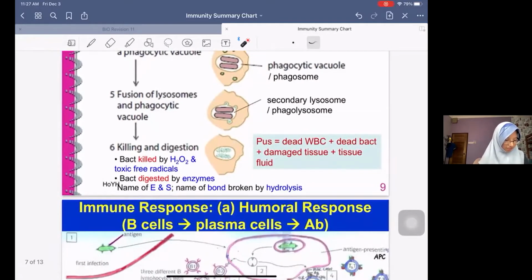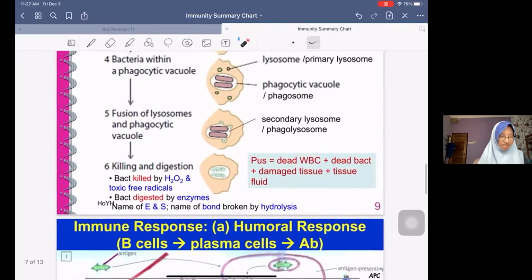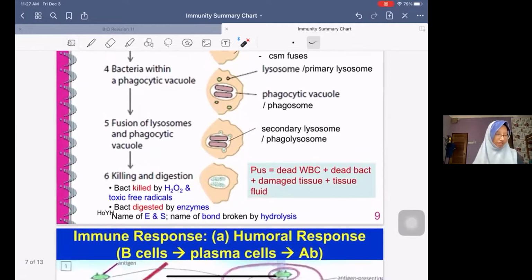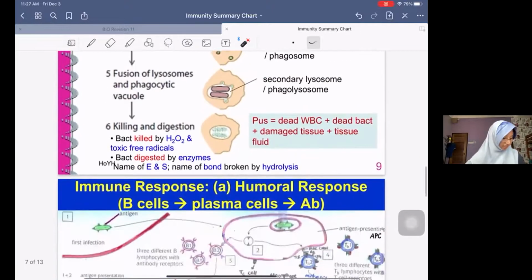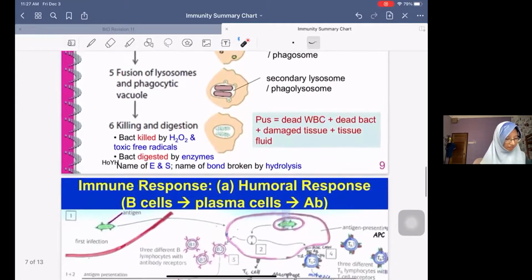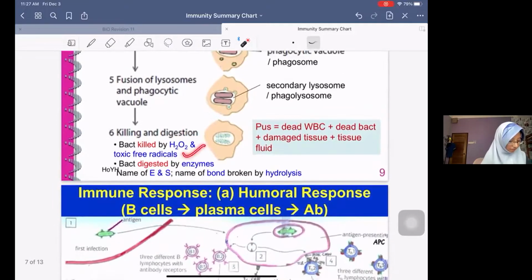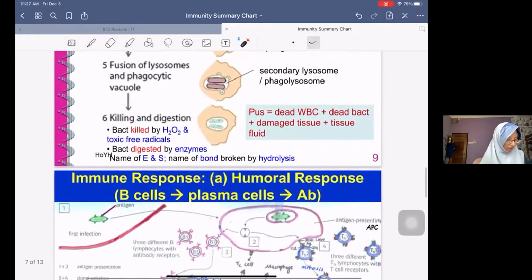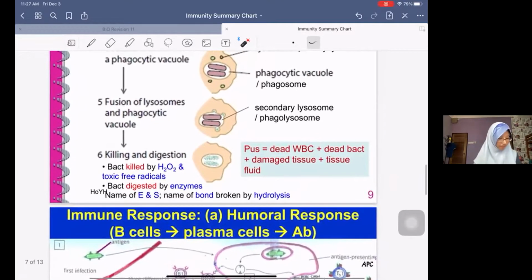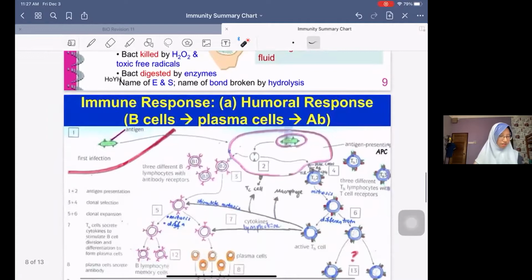So this is actually what pus is, the yellow thing you see. It's actually dead white blood cells and dead bacteria. This is just a depiction of a white blood cell and bacteria fighting like that. The bacteria is killed by H2O2, which is definitely toxic, a toxic byproduct of cell metabolism and toxic free radicals. Then the bacteria is digested by enzymes, and the polypeptide bonds are broken up by hydrolysis. So this is what happens firstly in non-specific immunity.